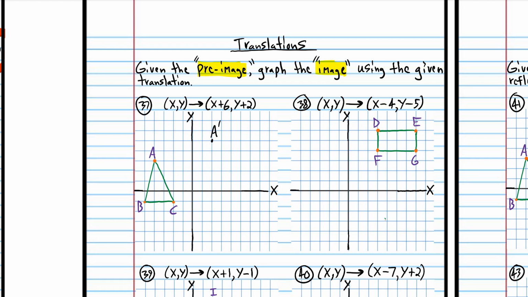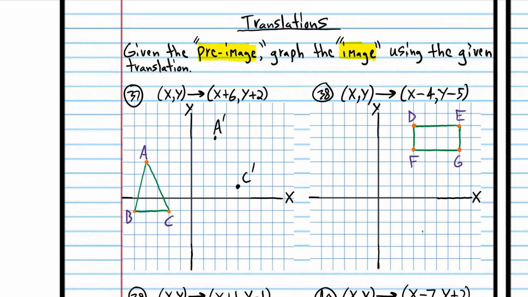And then we're going to do the same thing with C. 1, 2, 3, 4, 5, 6, 1, 2, and we're going to call that C prime. And it's very important that when you do the homework, you label these new points with a prime notation. B, 1, 2, 3, 4, 5, 6, 1, 2. And that's going to be called B prime. So again, for all these points, we went to the right 6 and up 2.